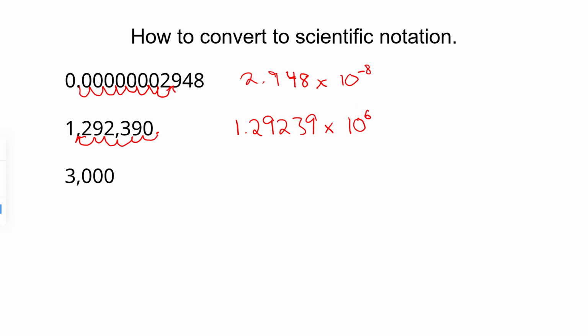So the last number here, very similar. There's no decimal in this number, but there is the imaginary one at the end. We go 1, 2, 3, move it 3 times. We end up with 3 times 10 to the third. We're putting a positive exponent because we moved the decimal to the left and because it's a large number.